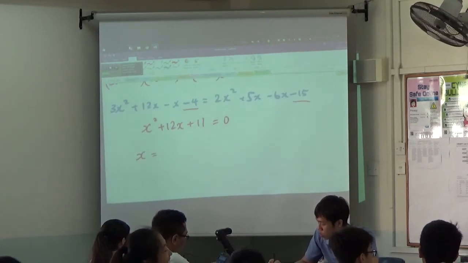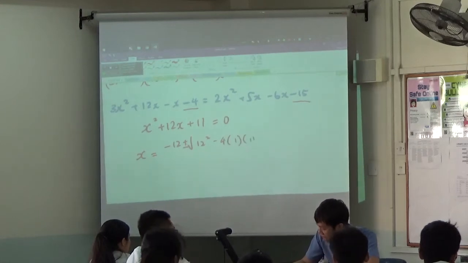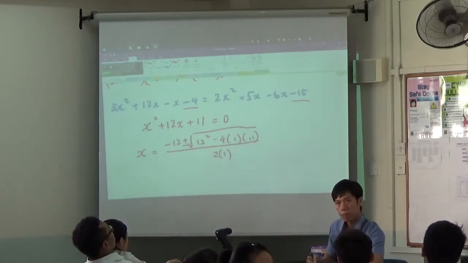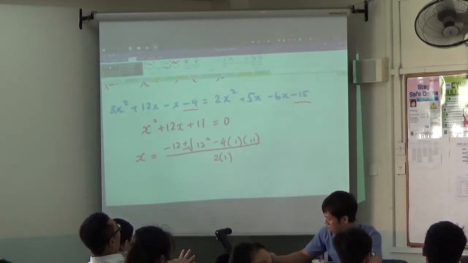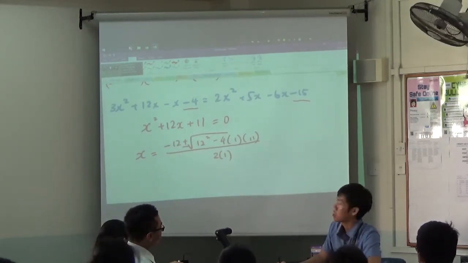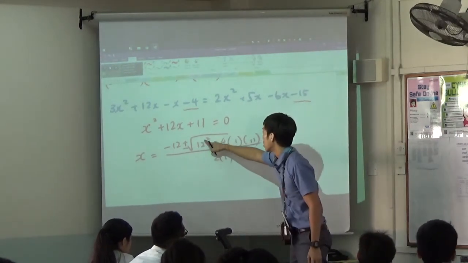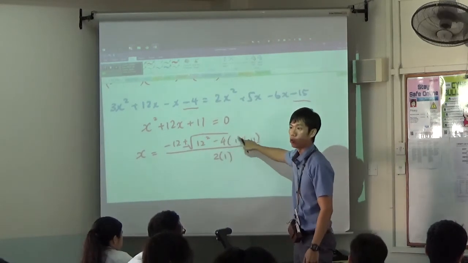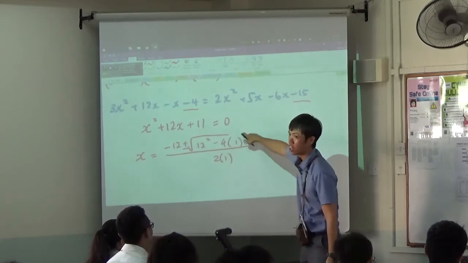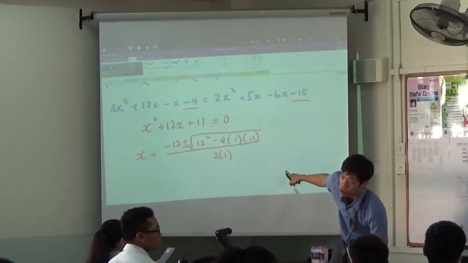So x equals to minus 12 plus minus square root, 12 squared minus 4 times 1 times 11, over 2 times 1. Now, when you use your quadratic formula, some of you, I don't know whether you are trying to save ink, you end up with your formula like this. What does this mean? Why are you trying to square root over here? 12 squared minus 4. So what about these two? Are you trying to square root them also? Should we include them under the square root? Yes. Include them under the square root. I will penalize for that also.